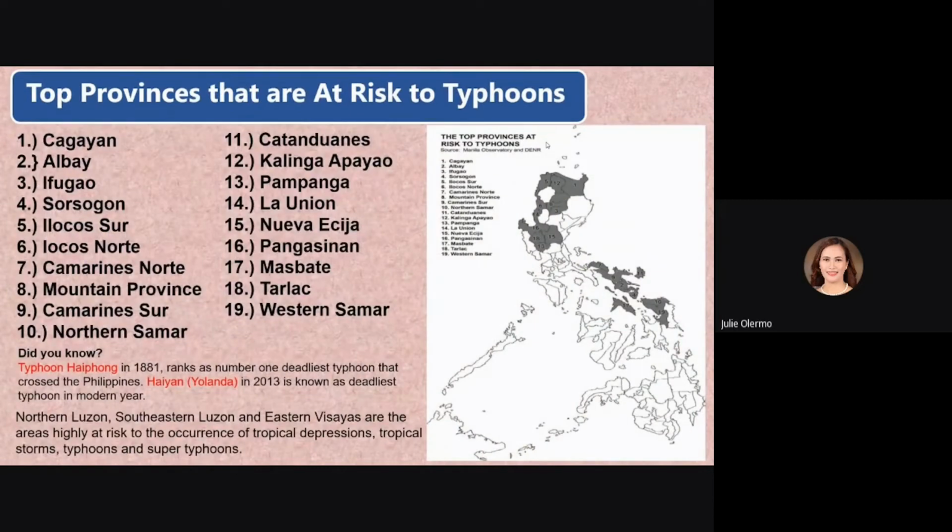Here are the top provinces that are at risk of the typhoon. These are the familiar places hit by the storm. 1. Cagayan, 2. Albay, 3. Ifugao, 4. Sorsogon, Ilocos Sur, Ilocos Norte, Camarines Norte, Mountain Province, Camarines Sur, Northern Samar, Catanduanes, Kalinga Apayao, Pampanga, La Union, Nueva Ecija, Pangasinan, Masbate, Tarlac, and Western Samar.